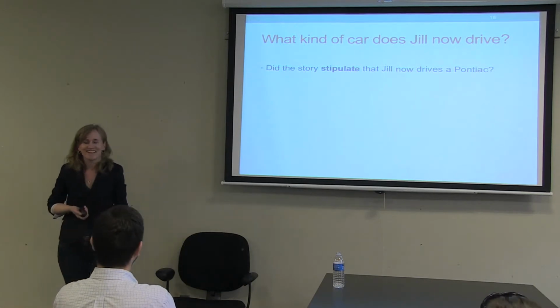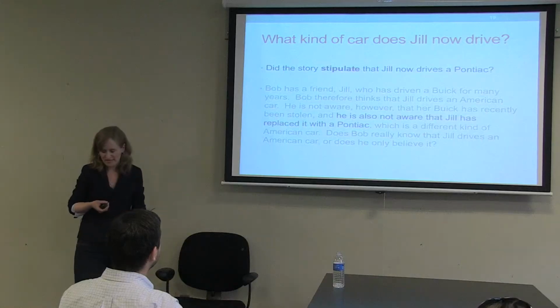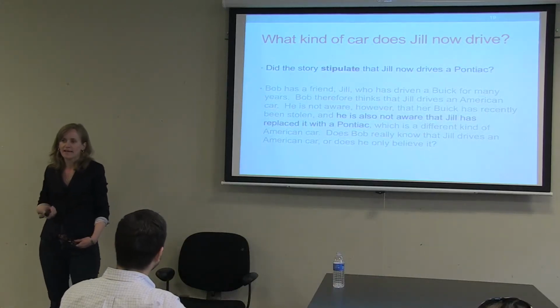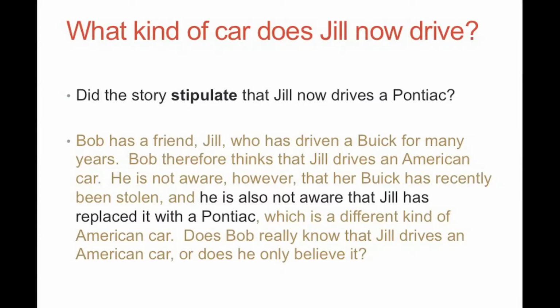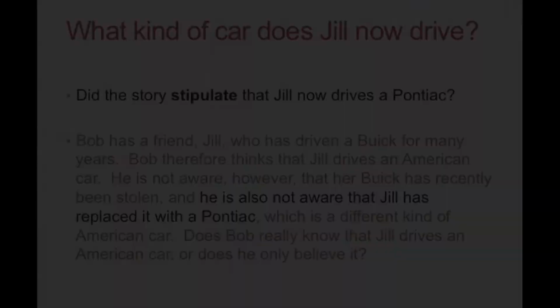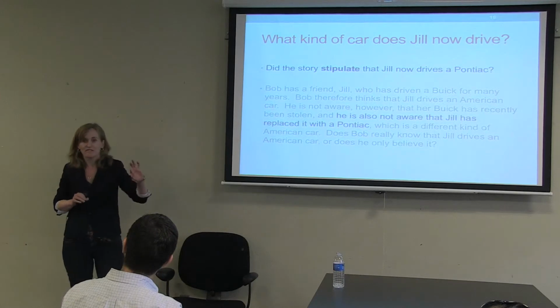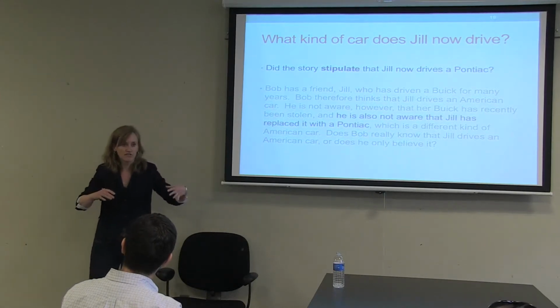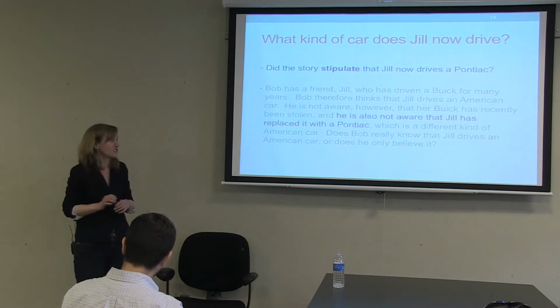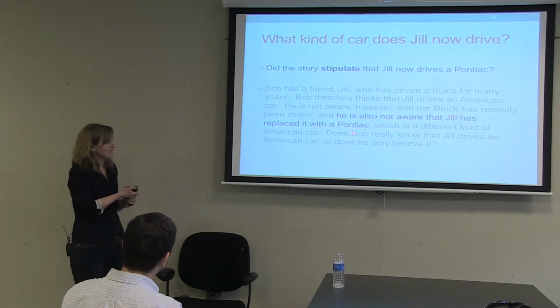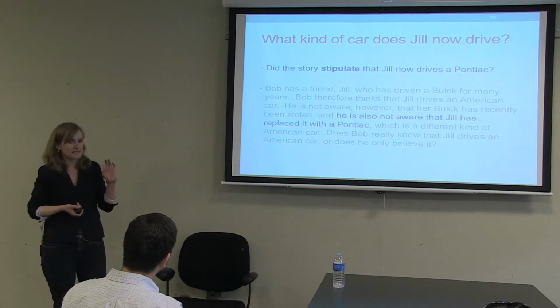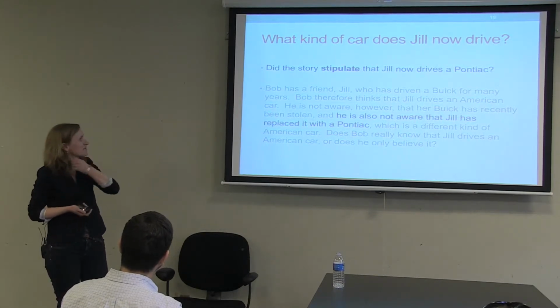She got a Pontiac. Okay, so this is interesting because here's what the story says. The story doesn't directly declare that Jill is a Pontiac owner. It actually nests Jill's Pontiac ownership in a mental state attribution to Bob. Actually, an attribution of ignorance. Bob is also not aware that Jill has replaced it with a Pontiac. I want to be clear. The story actually does communicate to you exactly what you took from it, that Jill now owns a Pontiac. That's right, she does. But it did it in this, interestingly, slightly indirect way. This is going to matter to us in a moment.